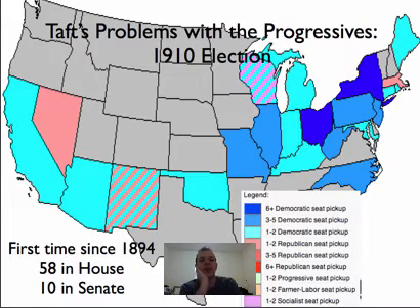The tariff proves to be a big issue. Not only do progressives do well, but the Democrats do well also. They regain control of the House and the Senate for the first time since 1894. And they picked up 58 seats in the House and 10 total seats in the Senate.